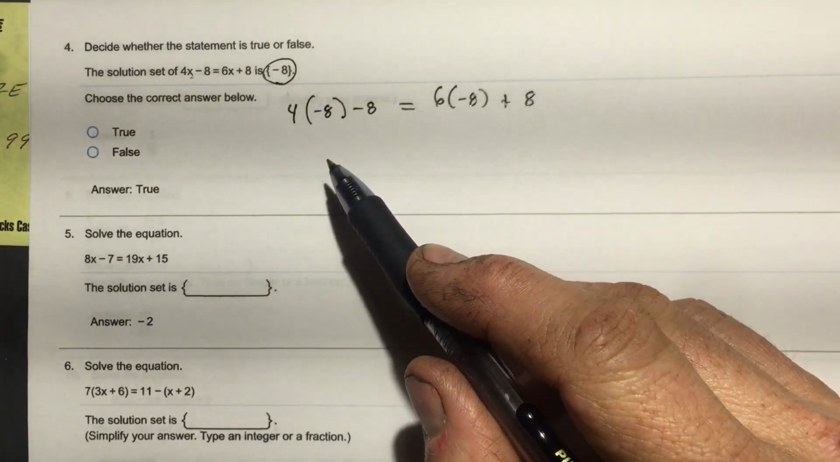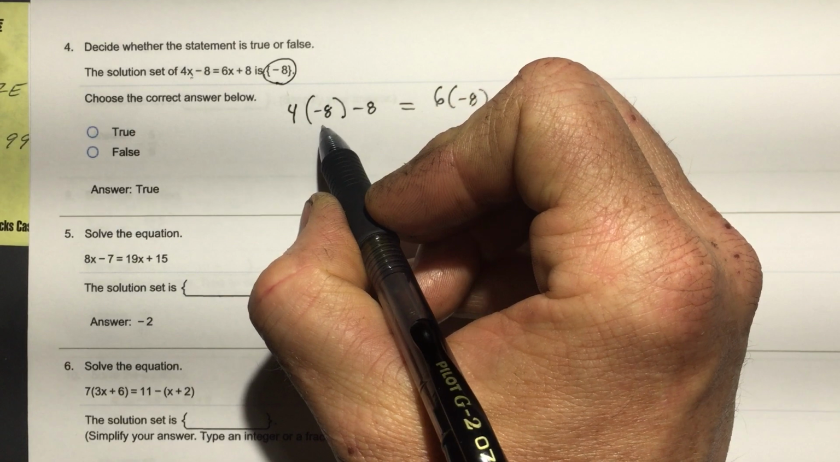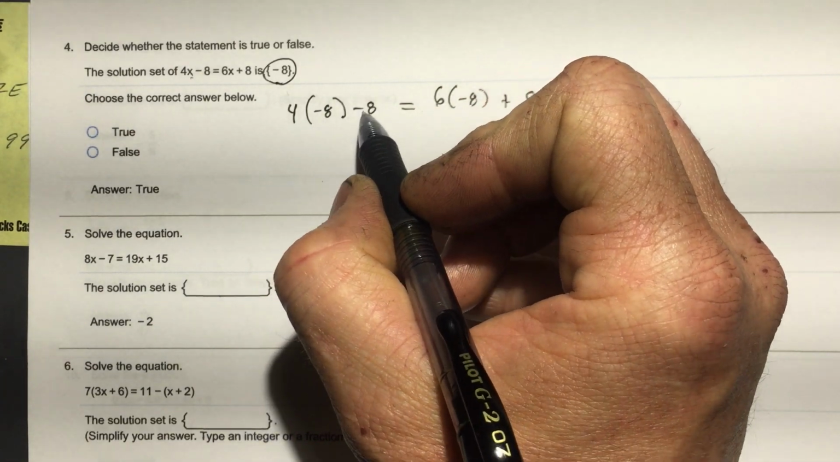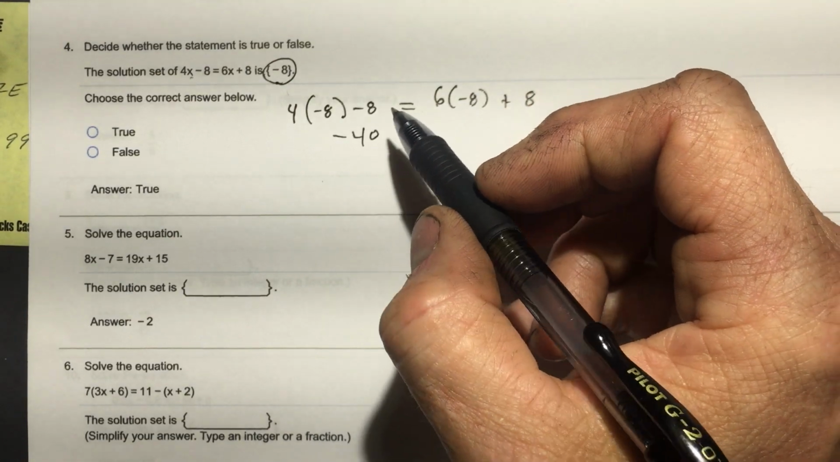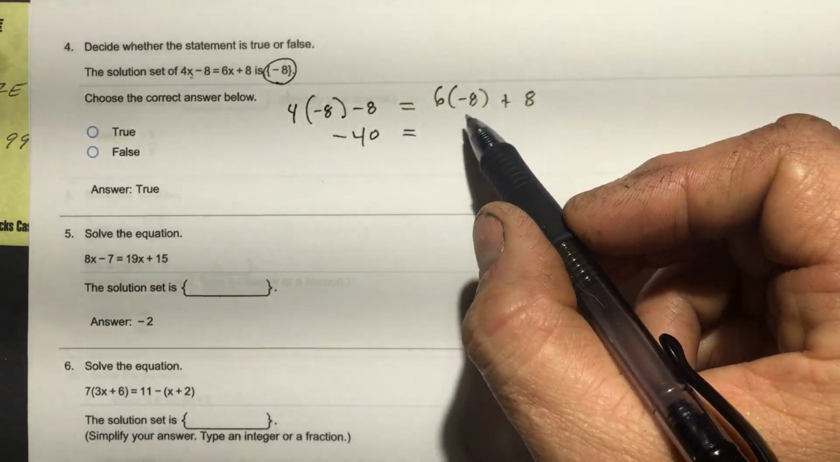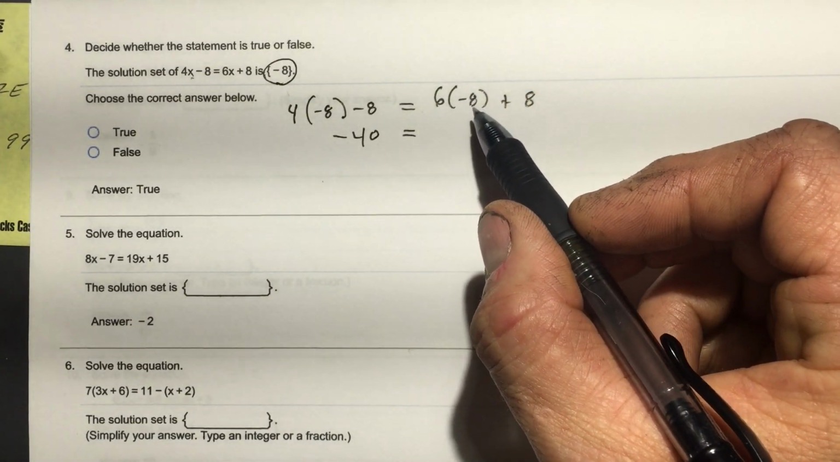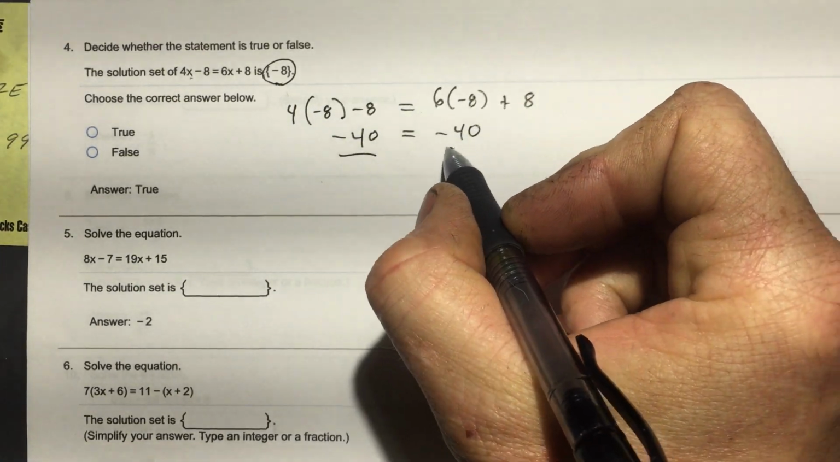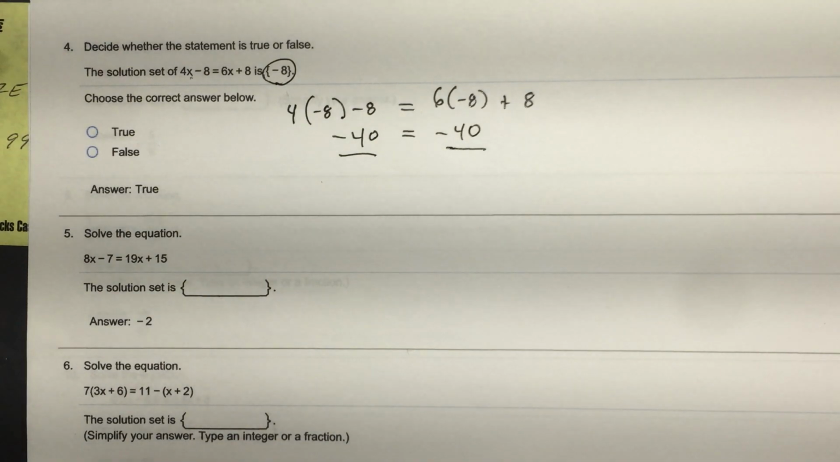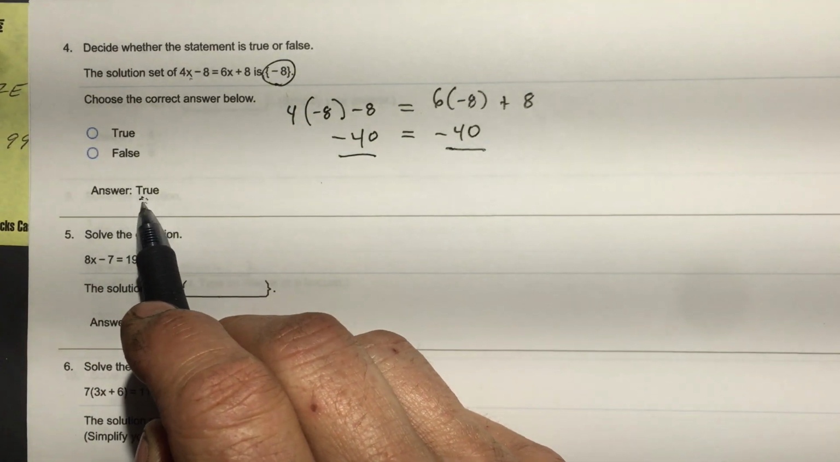So when I put -8 in, is this true? Well, 4 times -8 is -32, minus 8 more would be -40. I get -40 on this side. What do I get over here? Well, 6 times -8 is -48. -48 plus 8 is -40. And I get the same thing on both sides. So yes, this is true. And of course, there's the answer right there.